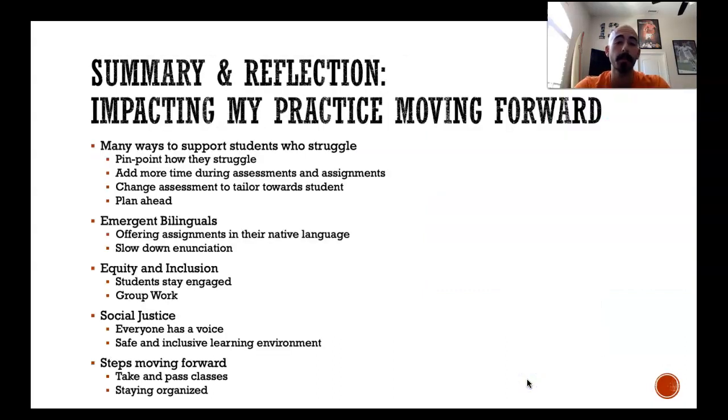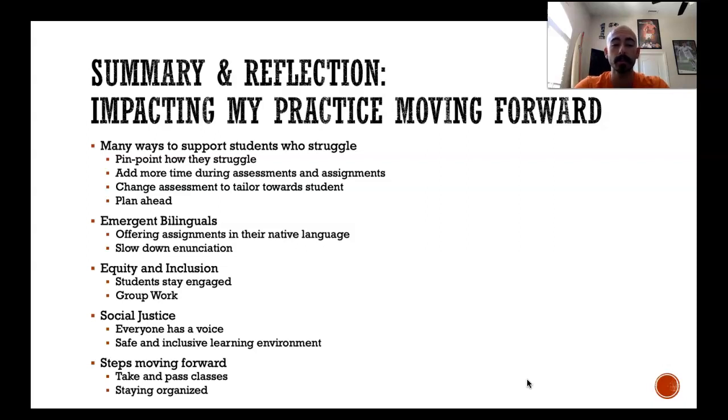Impacting my practice moving forward. There are many ways to support students who struggle. First is to pinpoint how they struggle. Add more time during assessments and assignments. Change assessments to tailor towards students and to plan ahead. For emergent bilinguals, it's great to offer assignments in their native language as well as slowing down enunciation.